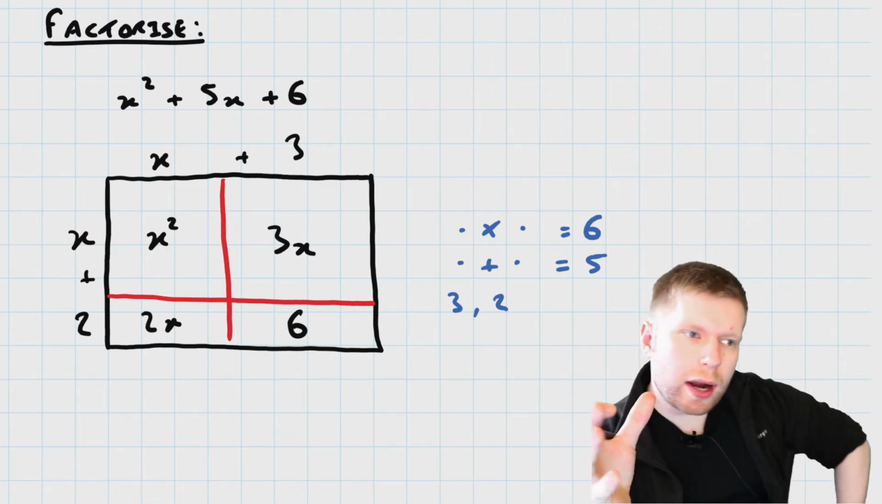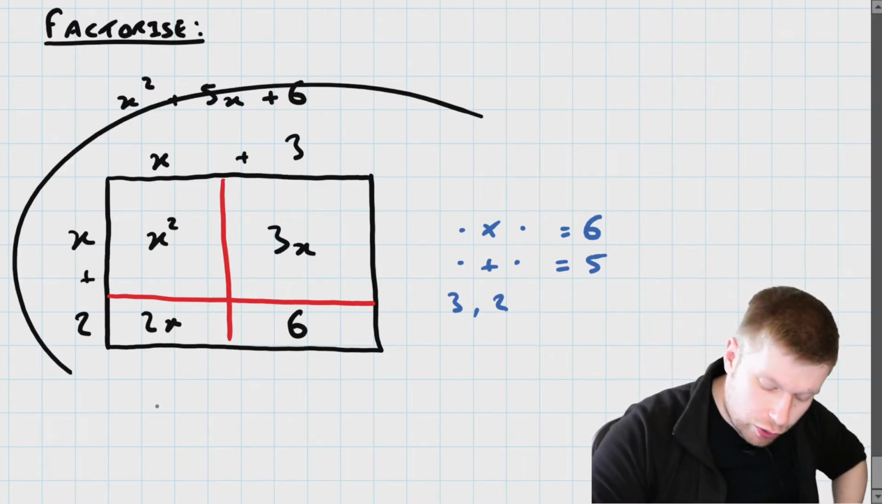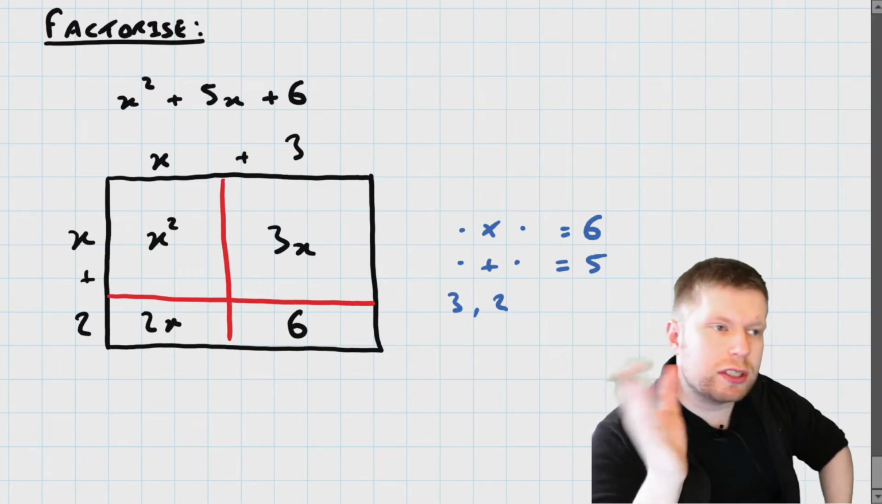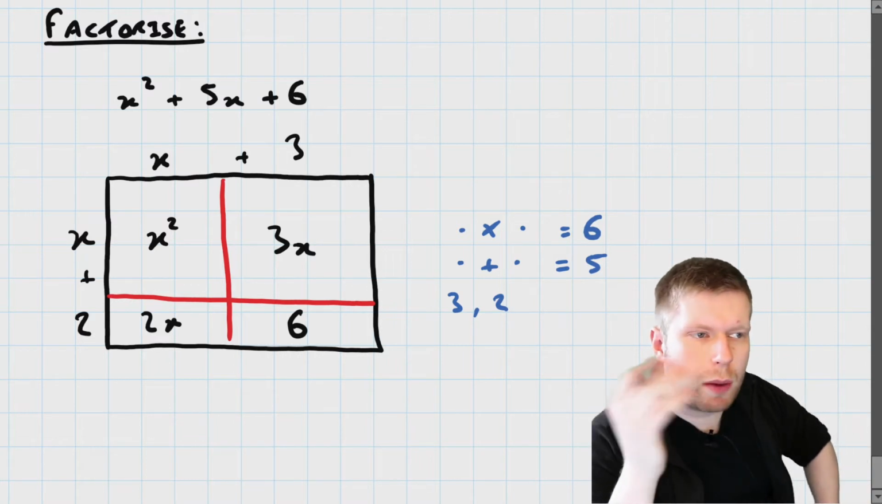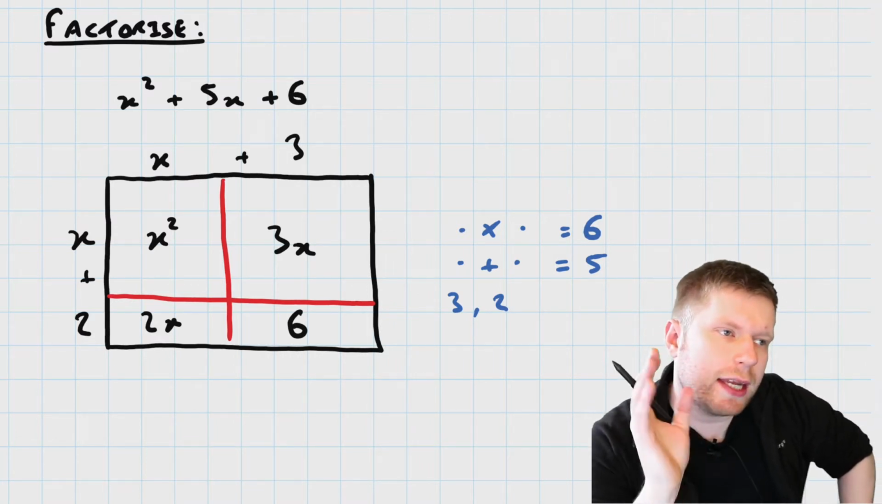Now we looked quite a lot a couple of videos ago at factorizing, so whatever method you like, whether you like this grid method or whether you like the method that we used in the last video, which just simply finds 2 numbers that multiply together to make 6 and add together to make 5, either one is fine here, okay?